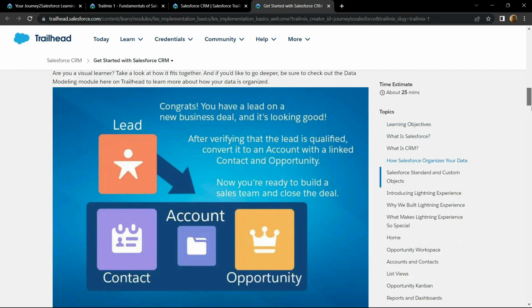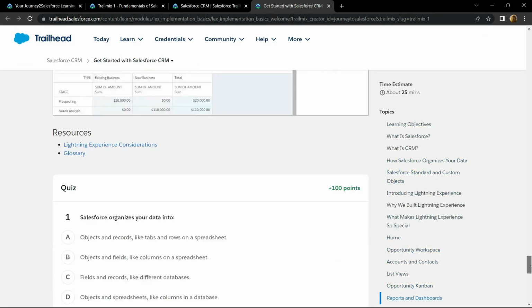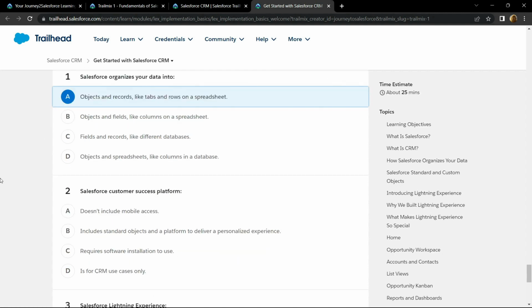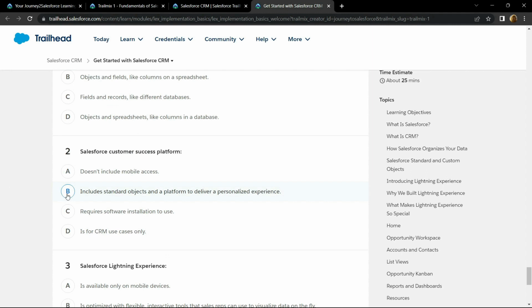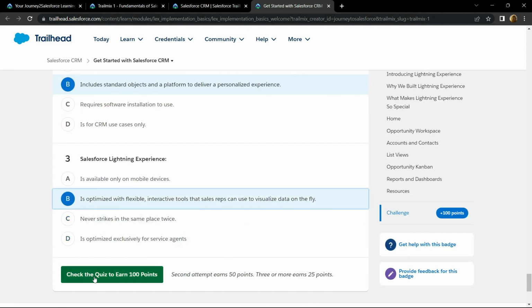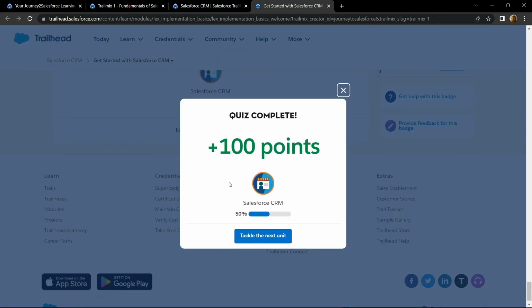Go to the bottom. The answer of the first question is option A. For the second question, answer is option B. For the third one, answer is B. Now check your score. We got the score for this submodule.